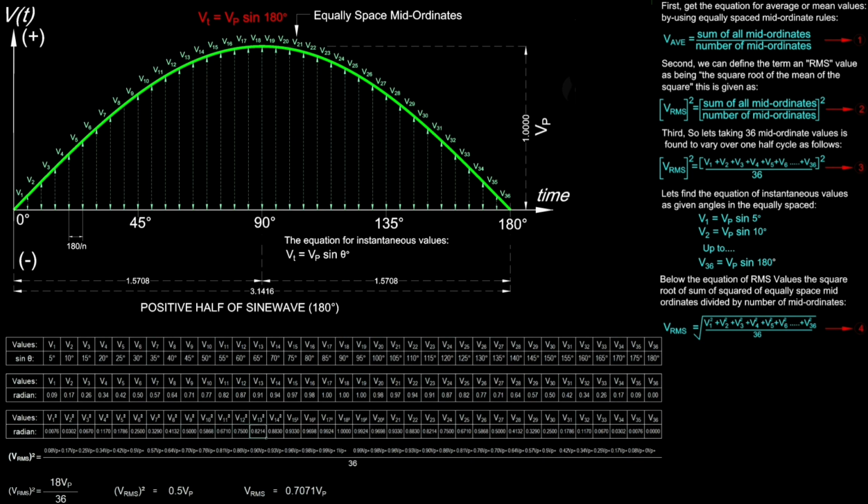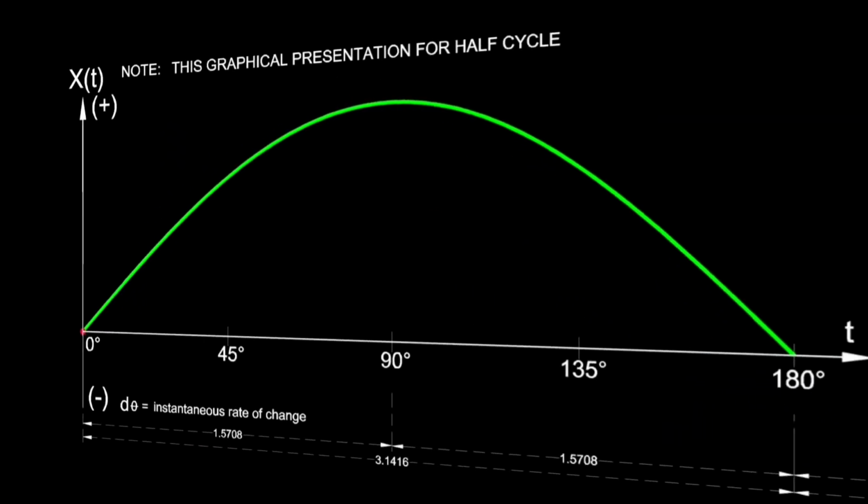The result of RMS is equal to 18 Vp divided by the total of 36 mid-ordinates. Then, take the square root. The value is 0.7071 times Vp. For much easier calculation, use 12 equally spaced mid-ordinates.